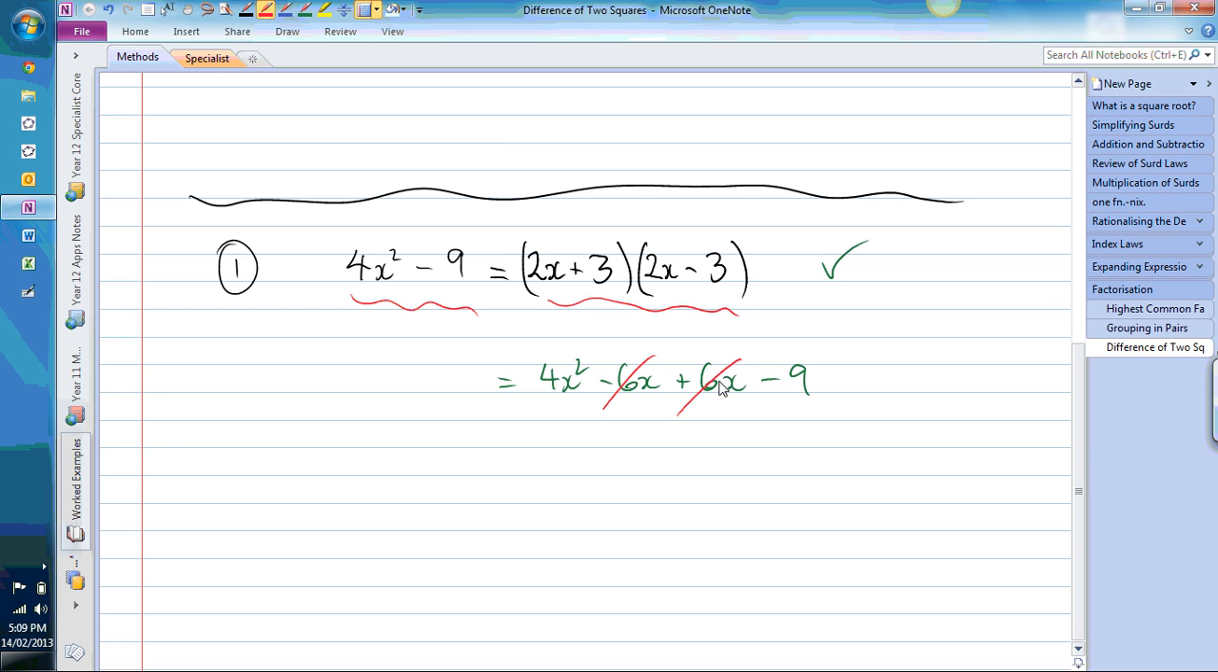And these two terms are again going to cancel. And we're left with 4x squared minus 9, which is what we started with. So that tells us that we have indeed factorized correctly.